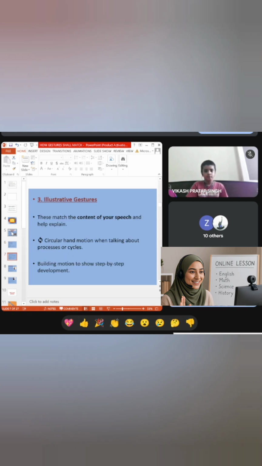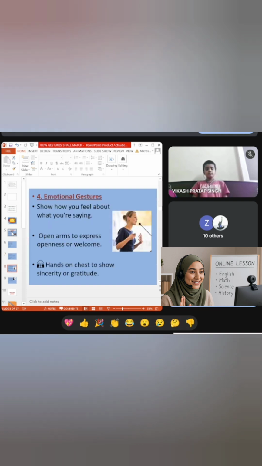Then illustrative. Again in your presentation, if some object is circular in shape, quite similar to the descriptive one, you show the circular hand movement showing that it is circular in shape. It's like a process, like a cycle. So to show the shapes, you use circular hand movements, and you illustrate whatever is there in your content with illustrative gestures. Moving on to the next one.